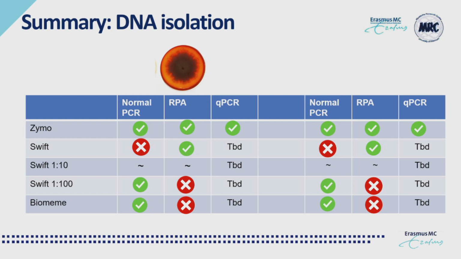So if we look at the DNA isolation and make a summary, with normal PCR, Zymo worked, the Swift 1 in 100 dilution worked, and the BioMeme worked. For RPA, the undiluted Swift worked, and this is the same between strains and grains. For the real-time PCR, we do know that it works with the Zymo kit, but we still need to try it with the other dilutions, because these results were actually from last week, so they're very fresh from the press.